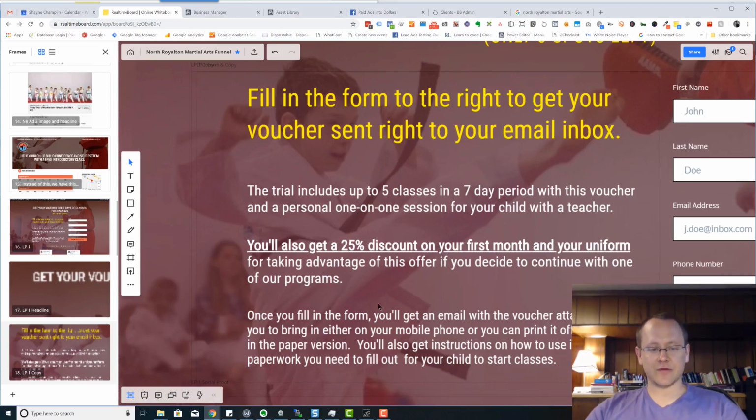And then down here, if we get further down, once you fill in the form, you'll get an email with a voucher attached for you to bring in either on your mobile phone, or you can print it off and bring in the paper version. You'll also get instructions on how to use it, and the paperwork that you need to fill out for your child to start classes.